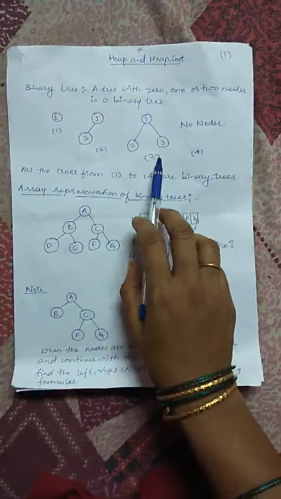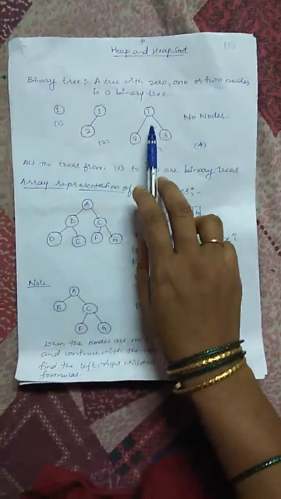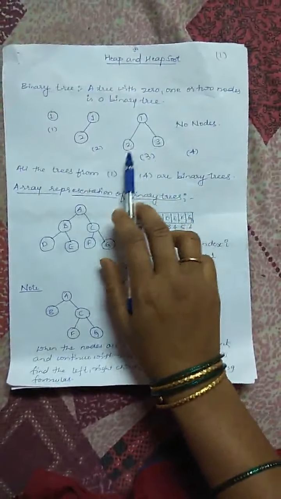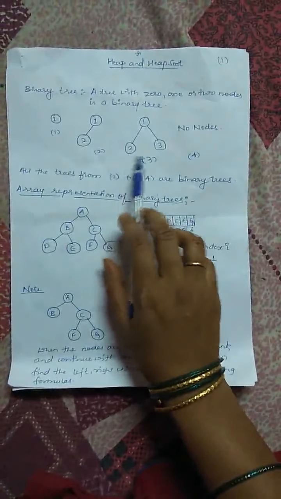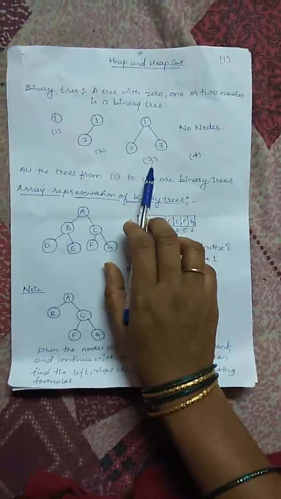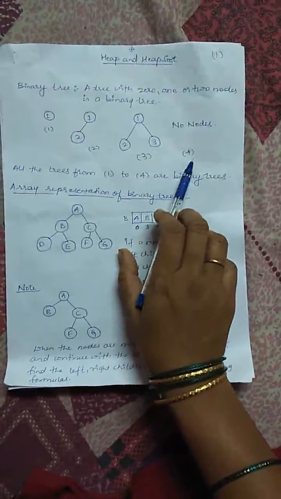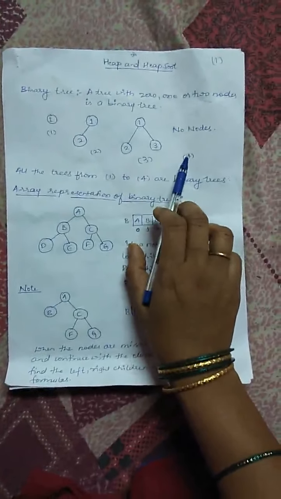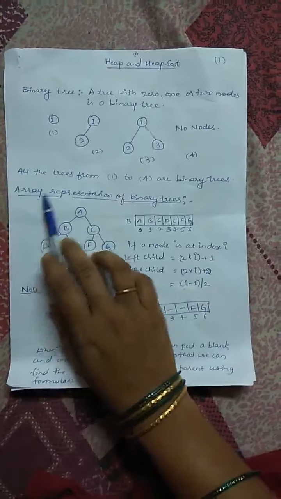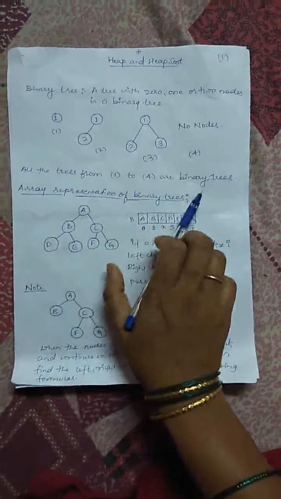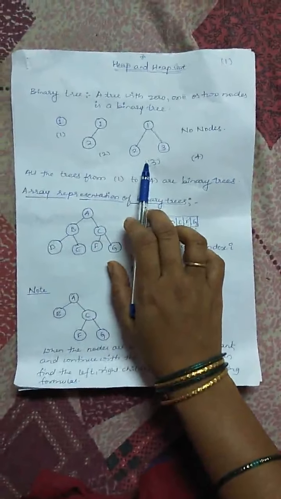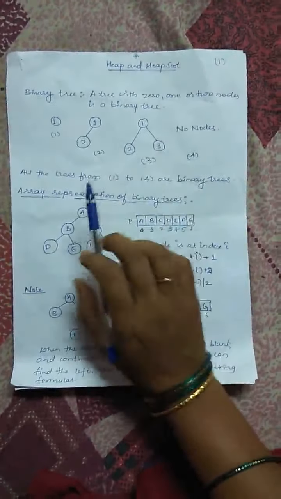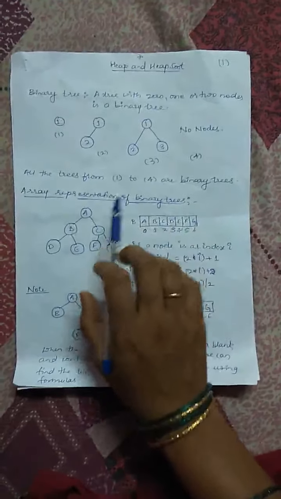In the third figure we are having one node as a root node, and we are having 2 children, that is a left child and a right child. So this is also a binary tree. And in the fourth figure there are no nodes here, but still it is a binary tree. Empty tree is also a binary tree. So all the trees from 1 to 4 are called binary trees. So what is a binary tree? A tree with 0, 1 or 2 nodes is called a binary tree.